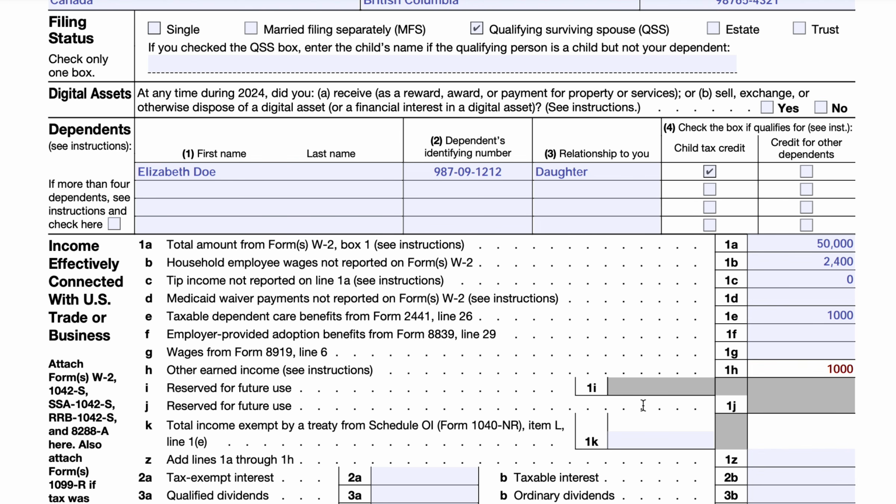In line 1I and 1J, those are reserved for future use. Technically, the line 1I on Form 1040 is a non-taxable combat pay election. So I don't think that applies to non-residents. In line 1K, we talked about that. This would be income that would have already been reported here, except for the fact that it's exempt by a treaty. So let's just say that there's nothing there. In line 1Z, we're going to add all of these items of income up. So we get $54,400, I believe.